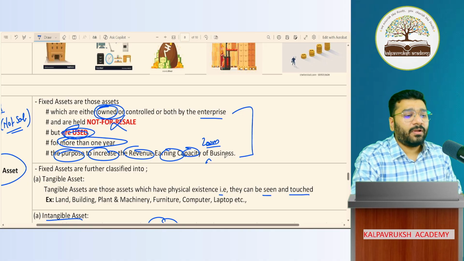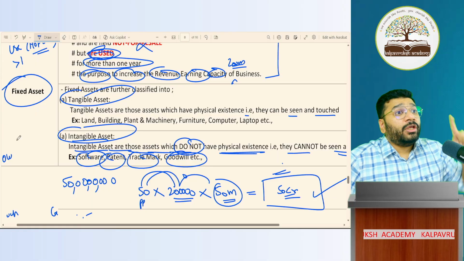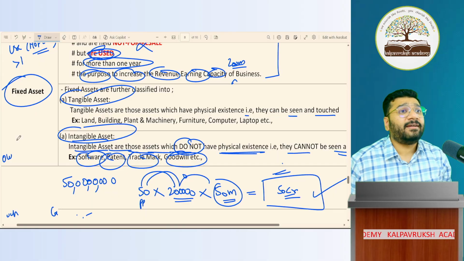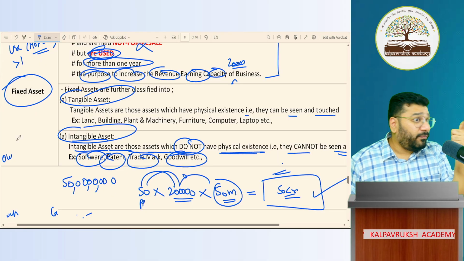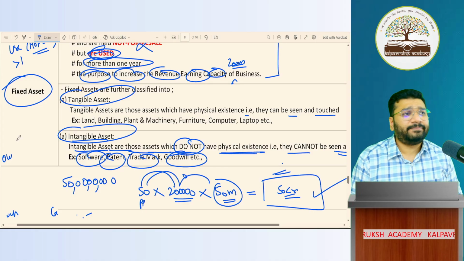Now, under fixed asset, there are 2 categories, tangible and intangible. If you can prove to me that I can touch the Zoom software, like touch like this, then it is tangible. But if you fail to prove that, then it becomes intangible. Prove to me it is tangible.